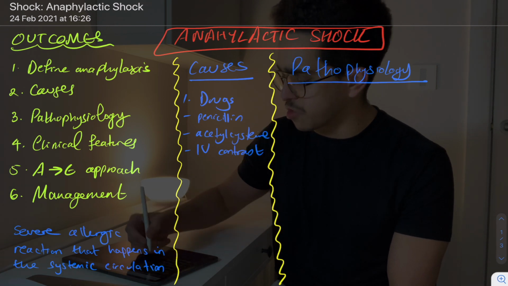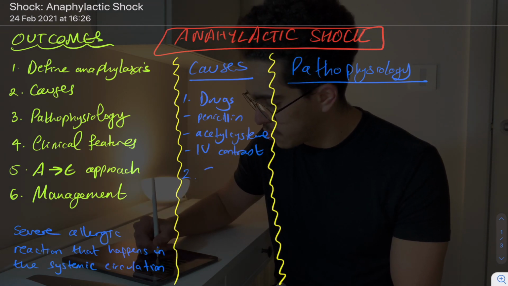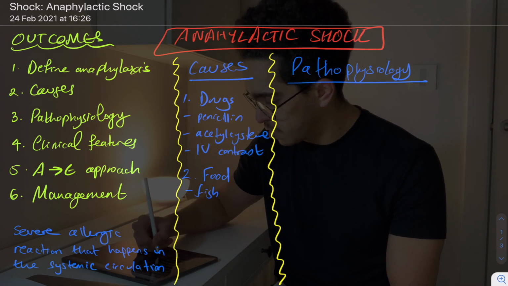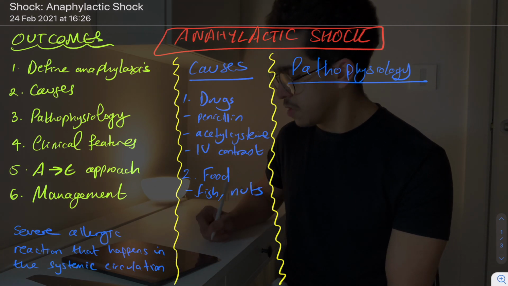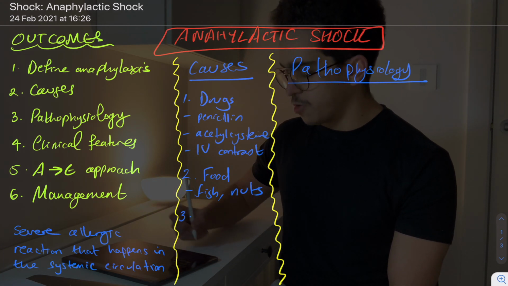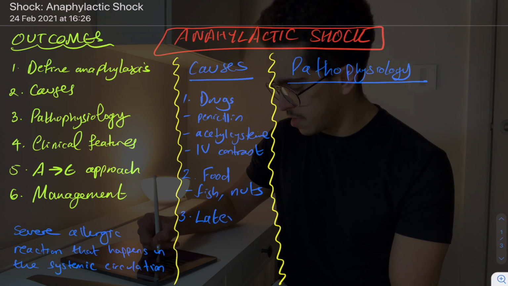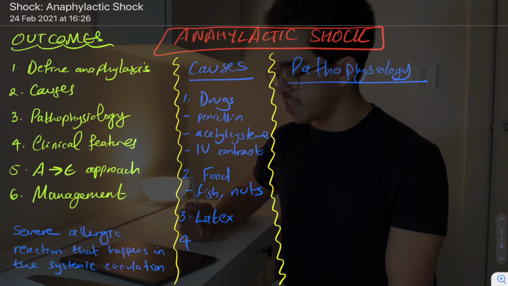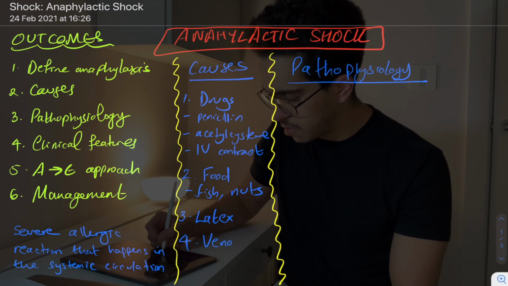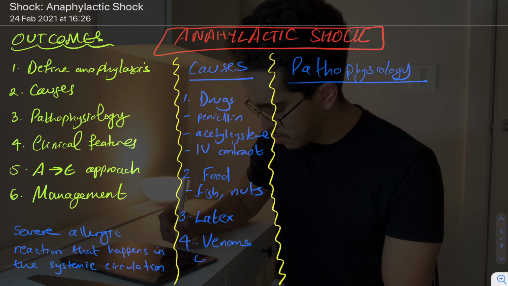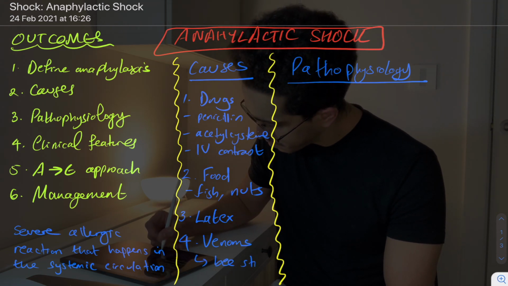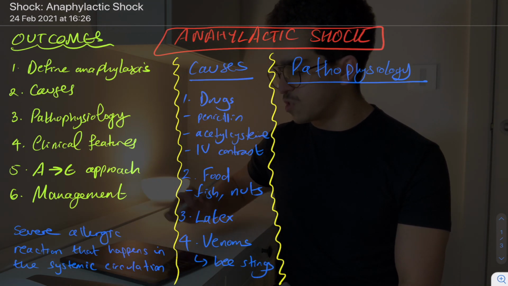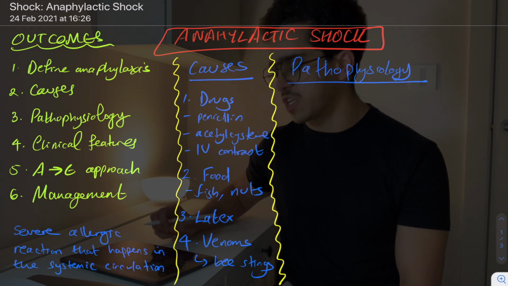What else can cause an anaphylactic shock? Certain types of food. Some people are allergic to fish, can get an anaphylactic shock. Nuts also, same thing. What else? Some people are allergic to latex, can get an anaphylactic shock. What else? Some specific types of venoms. Venoms like what? Like bee stings. So there are numerous causes of anaphylaxis. Drugs, foods, latex, certain types of venoms like bee stings.